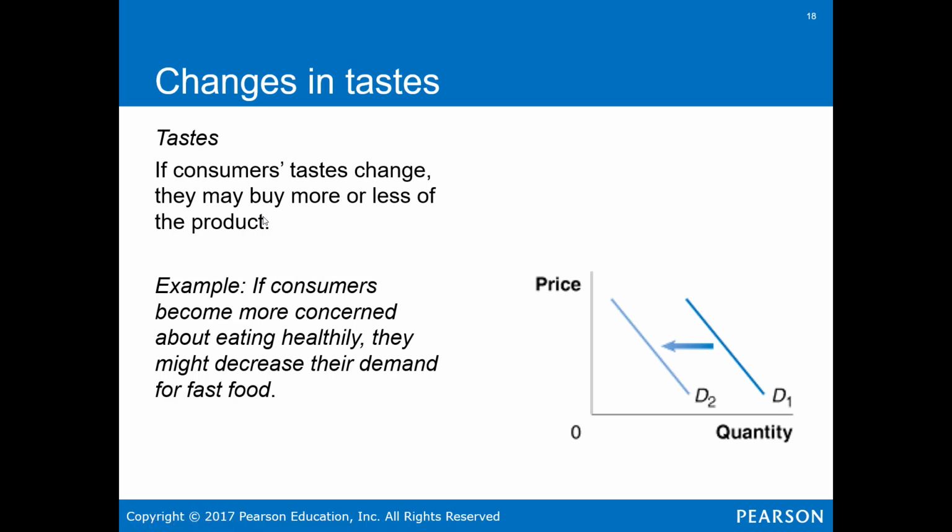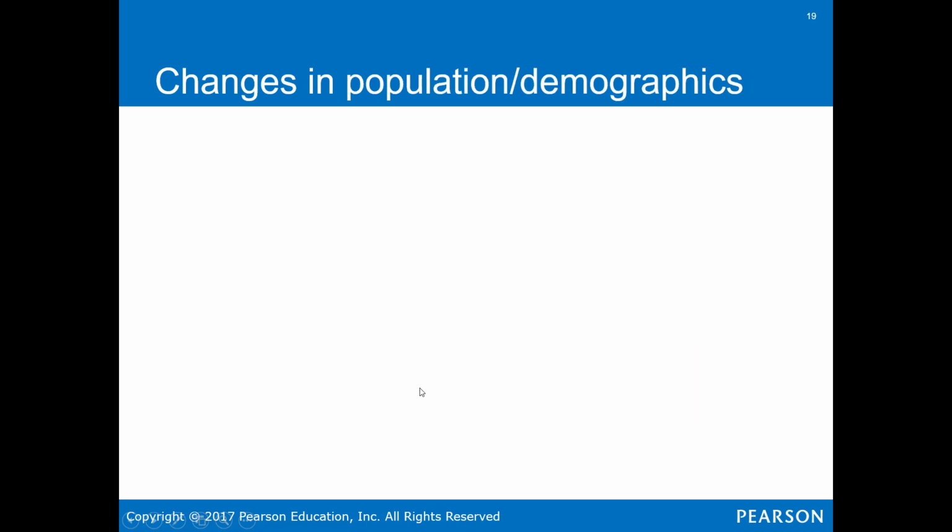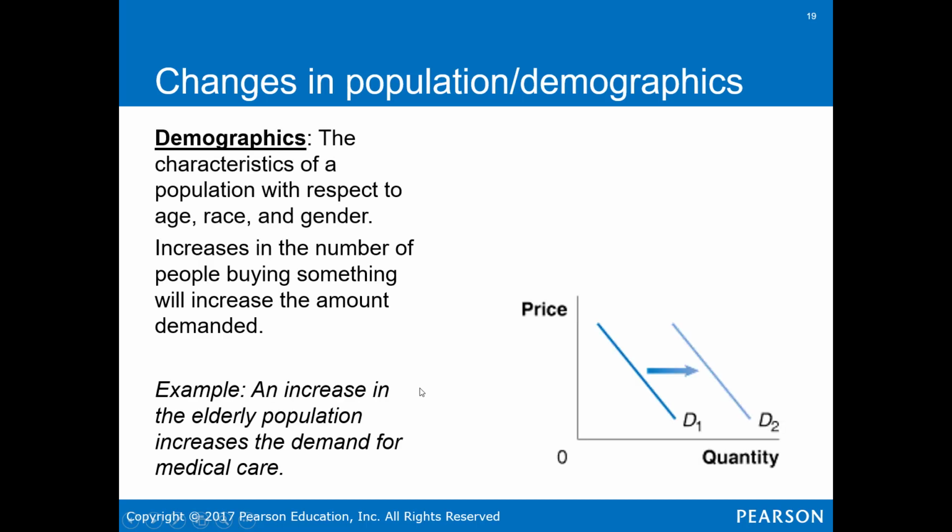So other things, taste. If the consumer's taste changes, they may buy more or less of a product. If consumers become more concerned about eating healthy, they might decrease their demand for fast food. So this taste has nothing to do with price. It really has to do with the fact that we're now being conscious about calories, so I'm going to decrease demand, which is a shift left for fast food.